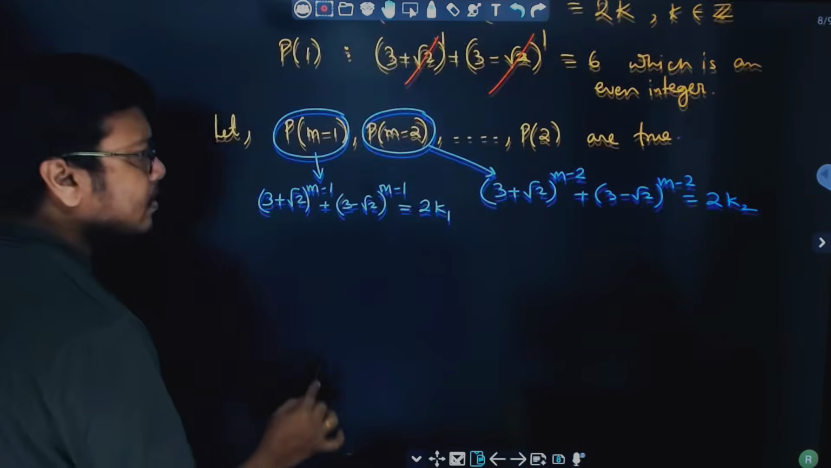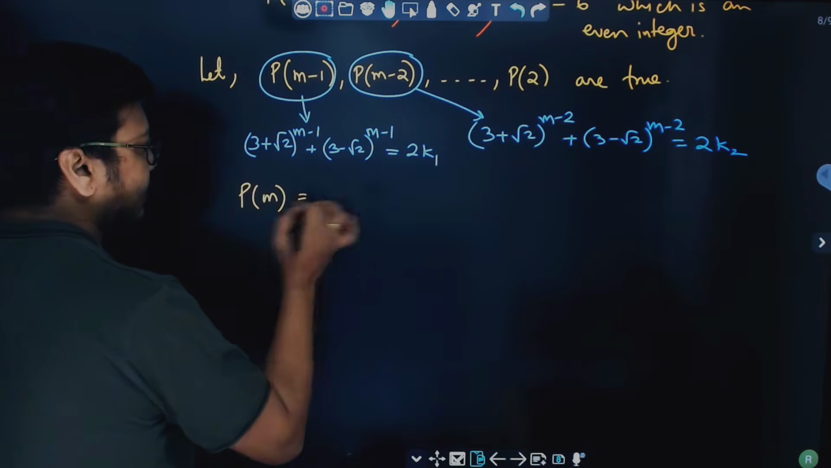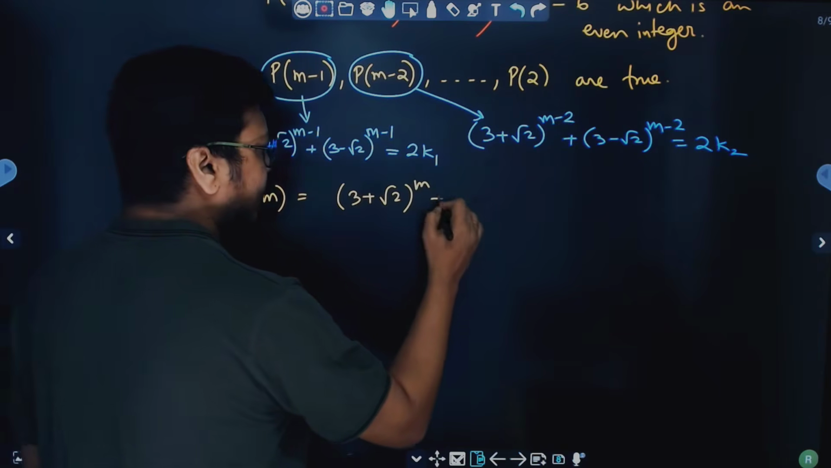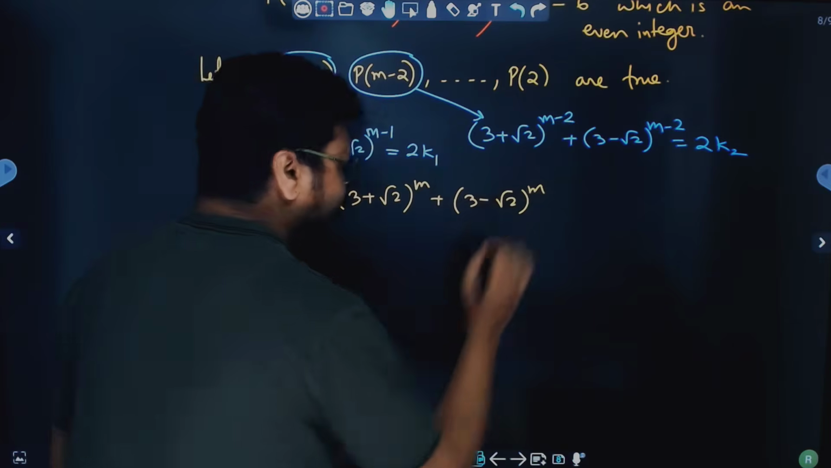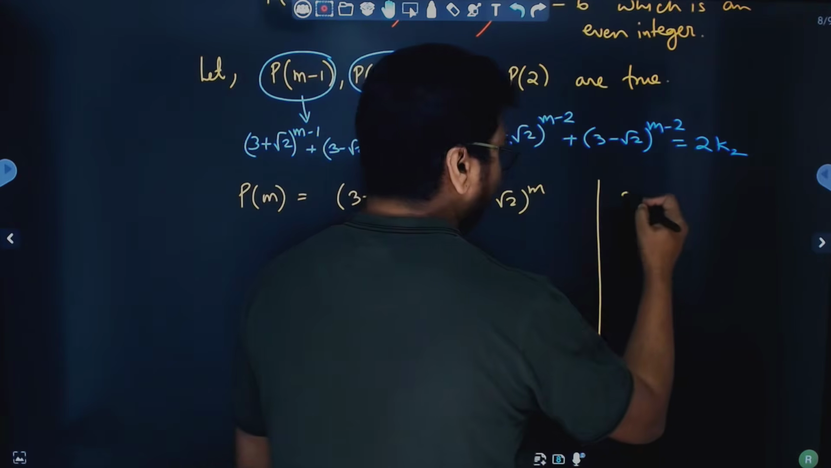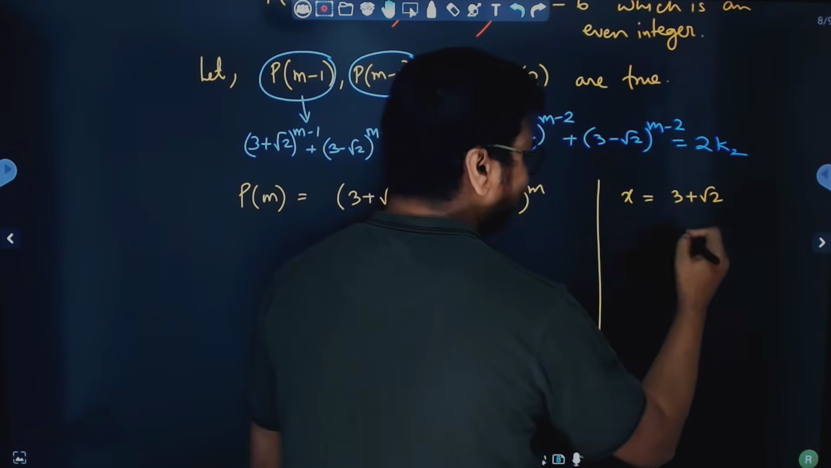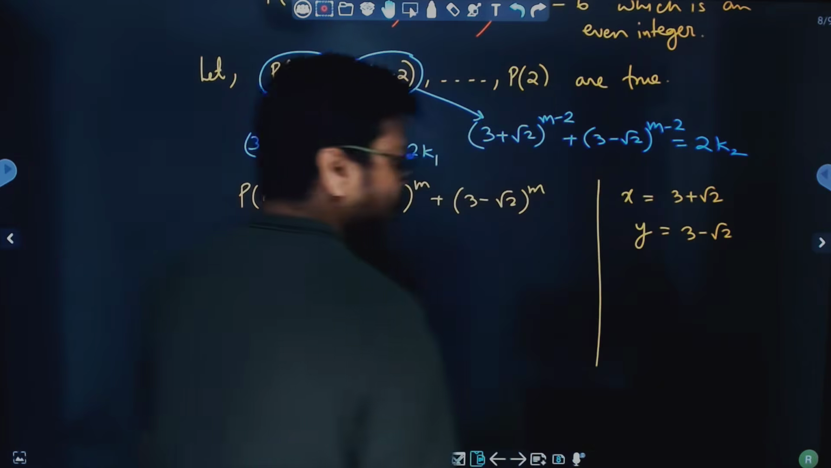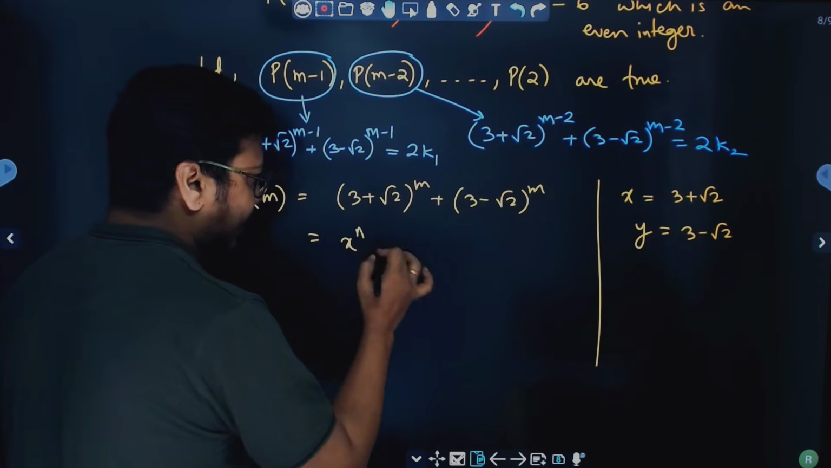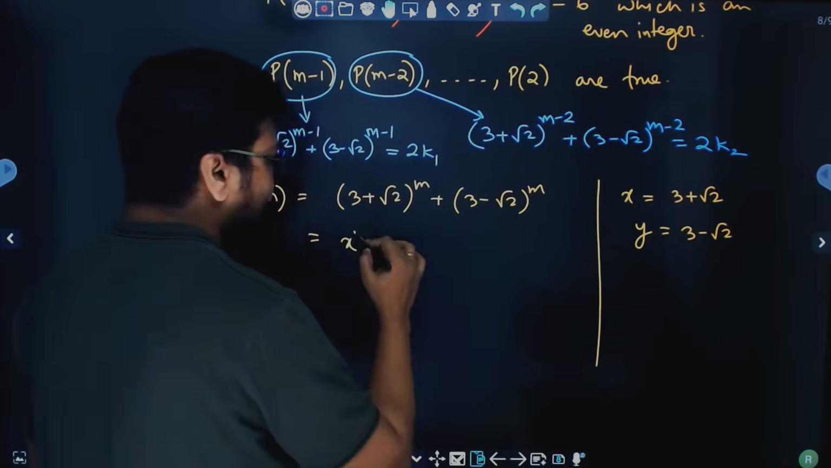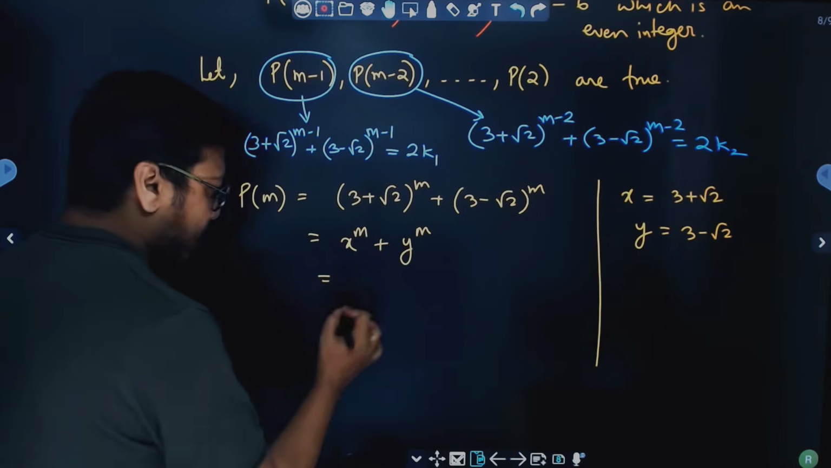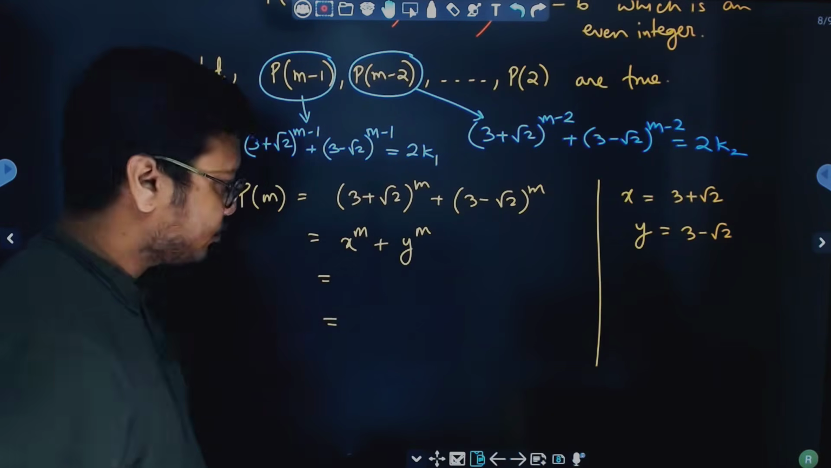Okay, so now I'm starting with the mth statement. The mth statement would be (3 plus root 2) to the power m plus (3 minus root 2) to the power m. Just for a better visualization, let me call 3 plus root 2 as x and 3 minus root 2 as y. This will help me do my algebraic simplifications. So this is x to the power m, and this is y to the power m. Now I'll do one algebraic manipulation.